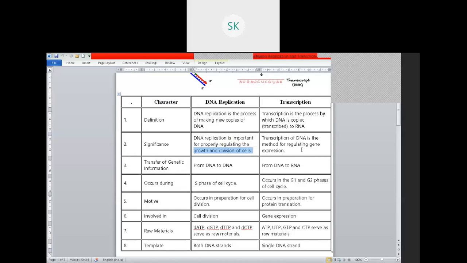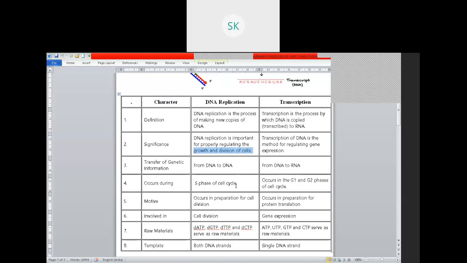And the significance of transcription is that it is useful for gene expression. That means genes will be present in the nucleus, and they will be released in the form of mRNA, and those genes will be useful for the formation of proteins and enzymes, etc. So that's why this is useful for gene expression. And here genetic information will be transferred from DNA to DNA, the parental DNA to daughter DNA. But in transcription, genetic information will be transferred from DNA, that is parental DNA, to mRNA, the messenger RNA.